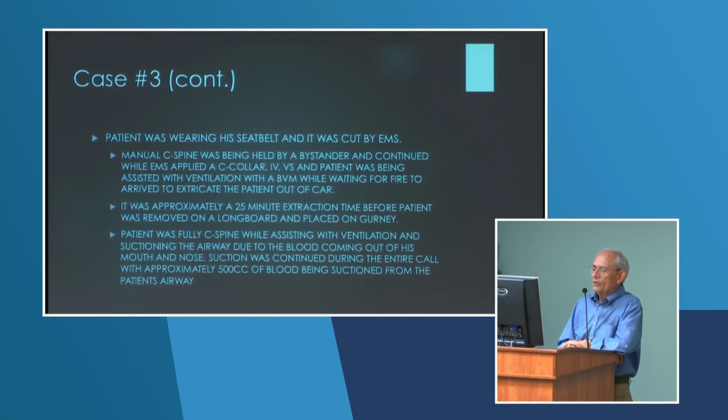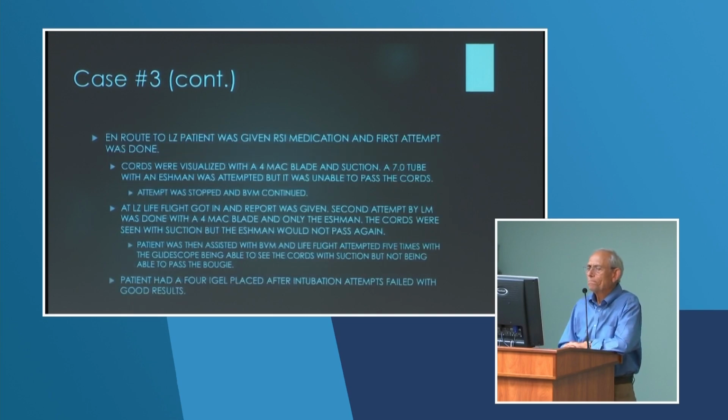Full C-spine while assisting with ventilation and suctioning the airway due to the blood coming out of his mouth and nose. Suction was continued during the entire call with approximately 500 cc's of blood being suctioned from the patient's airway. En route to LZ, patient given RSI meds and first attempt was done. At intubation, cords were visualized with the MAC 4 and suction. A 7.0 with an Eschmann was attempted but unable to pass the cords. Attempt was stopped and BVM continued.